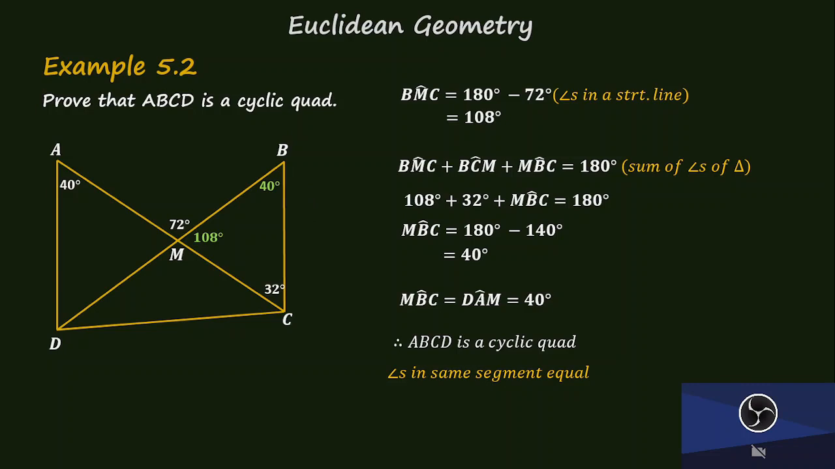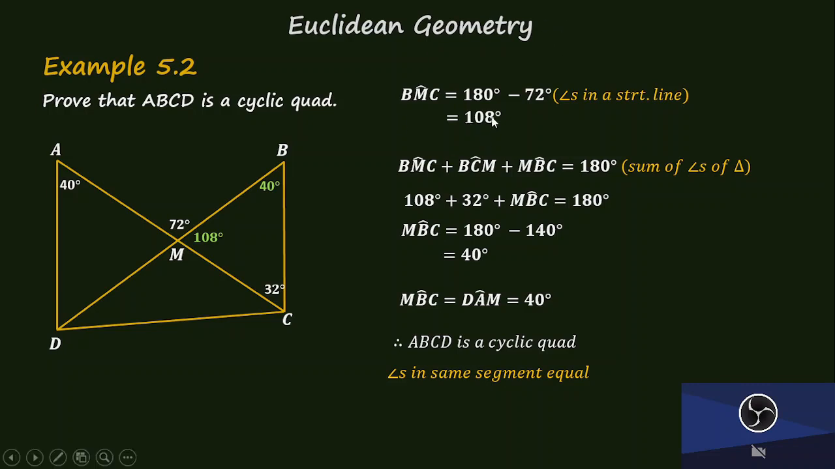So what matters there is you being able to show that the opposite angles are supplementary, or the exterior angle equals the opposite interior angle, or showing that the angles in the same segment are equal. So it's important. You have to show one of those, just one of those, then you have proven that something is a cyclic quad. But you find that it requires you to use other knowledge.